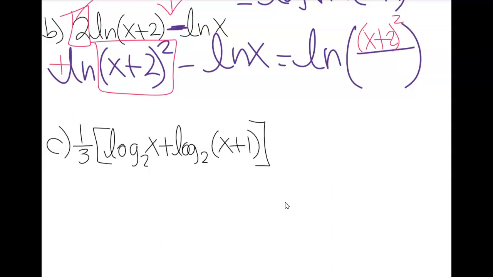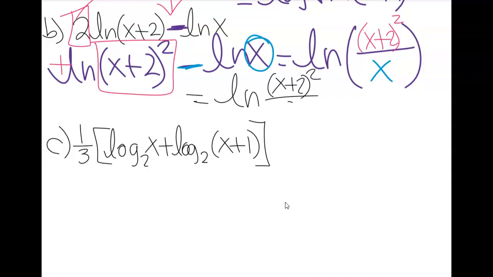And then the term that has the negative sign in front of the log will be the denominator. So in fact here, I don't really need the parentheses in purple. I could just write my answer this way: natural log of (x plus 2) squared over x. And of course, you could add the parentheses or use brackets or even not have them, because the fraction bar is already a grouping symbol.